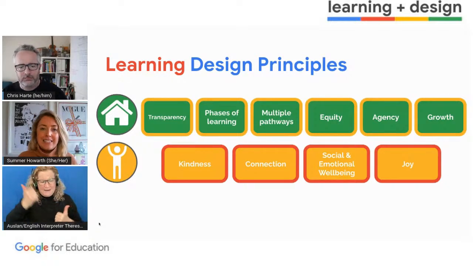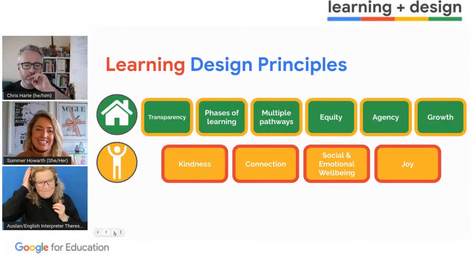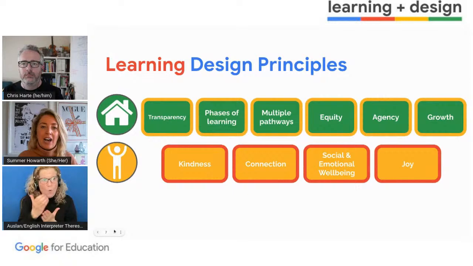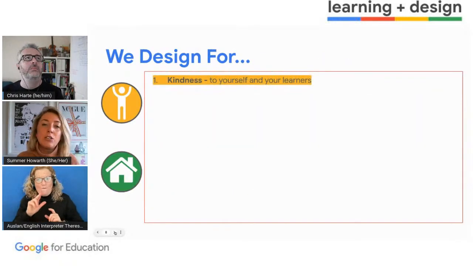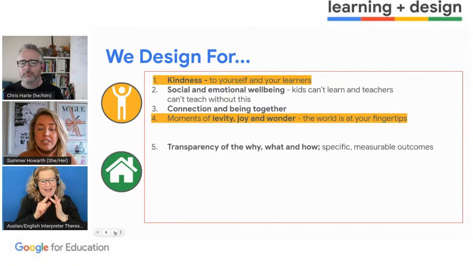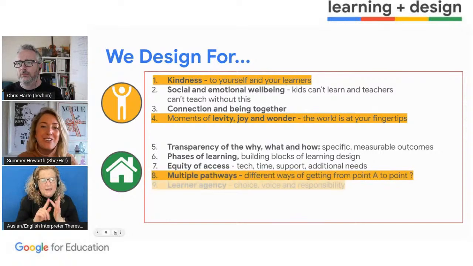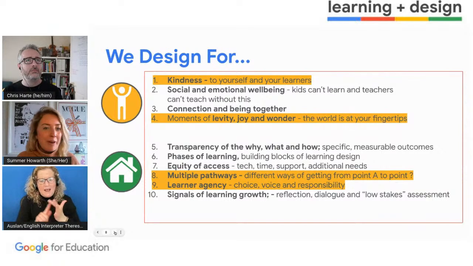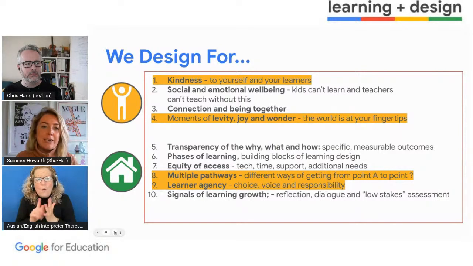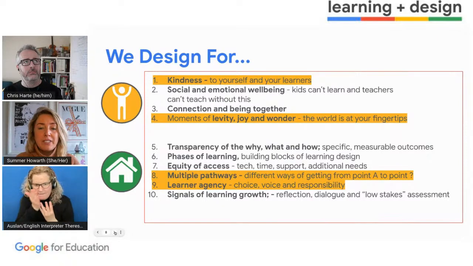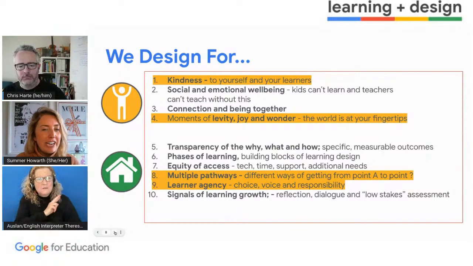When we have a look at these different principles, we are animating these in some different ways, depending on which course we are in. So if we have a look at what it is that we are designing for and have a think about these in a little bit more detail, today we're really focusing when we're looking at student agency and having a good deep dive into inquiry, that kindness to yourself and your learners, very much the moments of joy, levity, and wonder. This is a great time when we're looking at inquiry to be thinking about the world at our fingertips. And when we're thinking about that continuity of learning as well, we're really able to zone in on the multiple pathways as there is that voice, choice, and responsibility. And there's the learner has a very active role here.